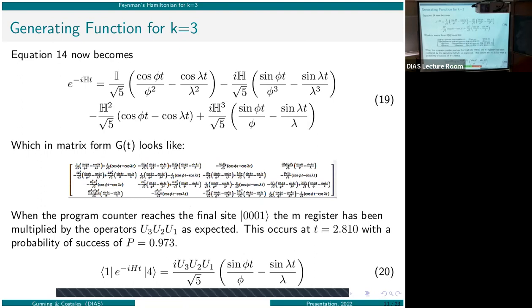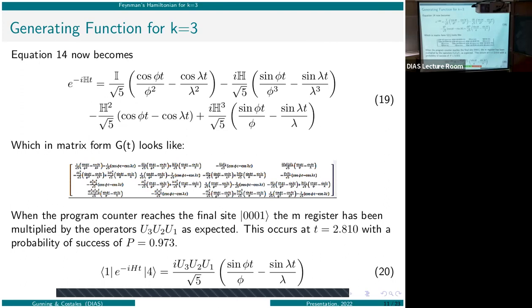So again, we wanted to find this probability of computation completion. So we looked at when the problem parameter had reached its final site, which we called the fourth state, and when the N register had been operated on by the three operators U3, U2, U1. Now, when we maximized this, we found it occurred at time t equals 2.810. And the probability of success was 0.973, which means if we check the probe counter at this time, we have a 97% chance that the computation will have completed.